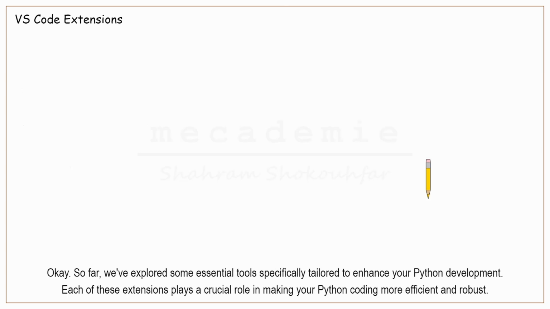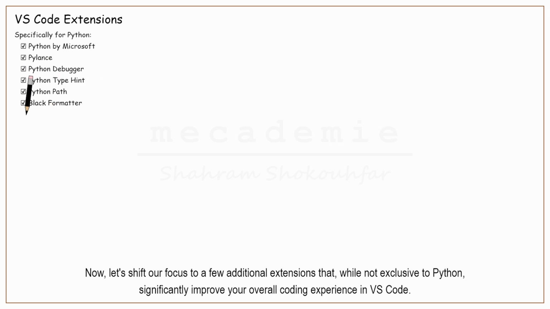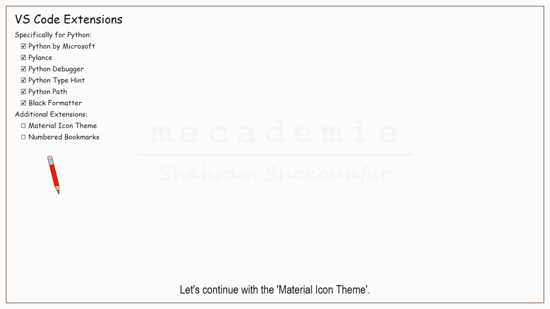Okay, so far we've explored some essential tools specifically tailored to enhance your Python development. Each of these extensions plays a crucial role in making your Python coding more efficient and robust. Now let's shift our focus to a few additional extensions that, while not exclusive to Python, significantly improve your overall coding experience in VS Code. Let's continue with the Material Icon theme.